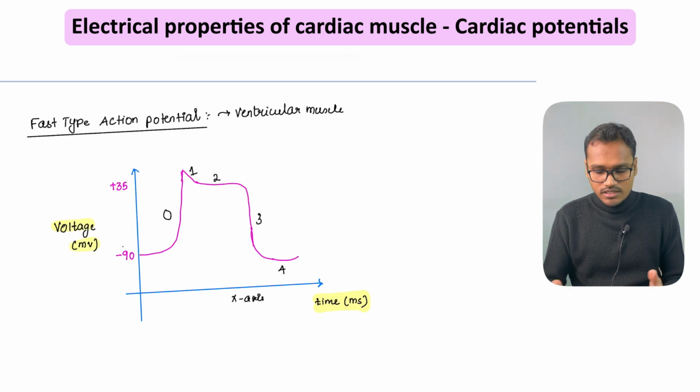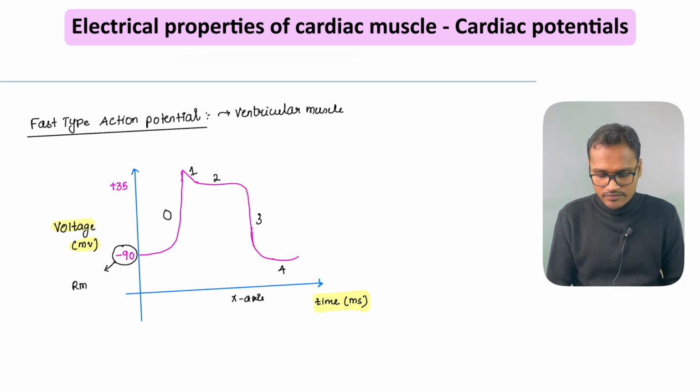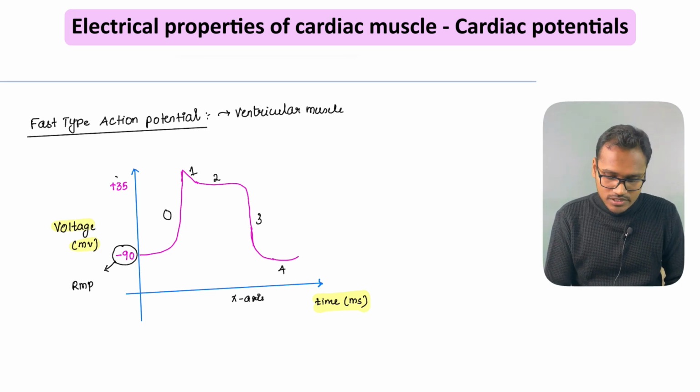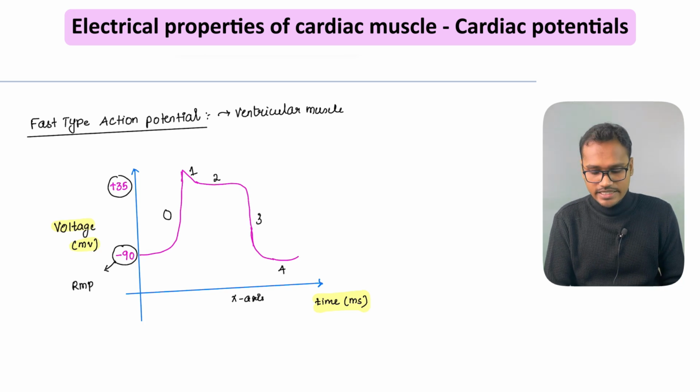We will not label the graph completely because we just need a few important areas of marking. That is the minus 90 here. Why minus 90? Because it's a ventricular muscle and minus 90 is the RMP for that ventricular muscle. And whenever it goes towards the positive, generally it reaches plus 35. So that is what the markings we have indicated.